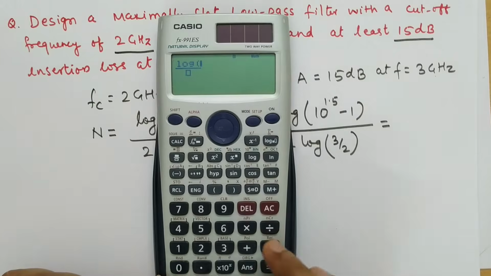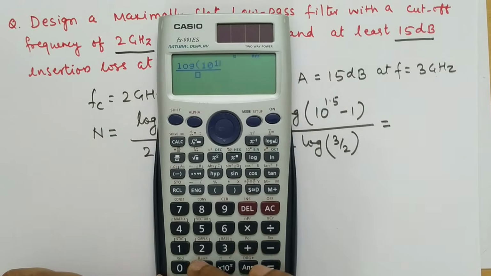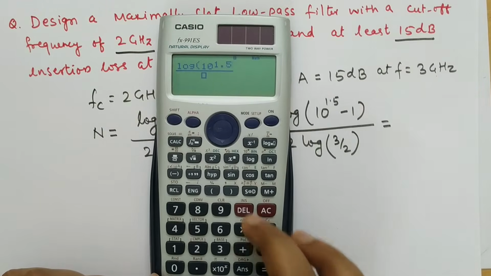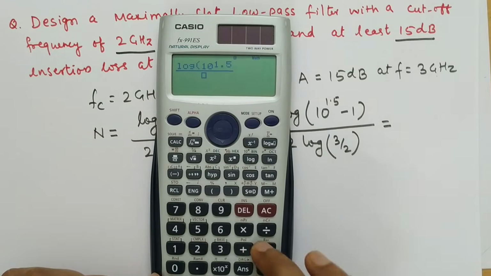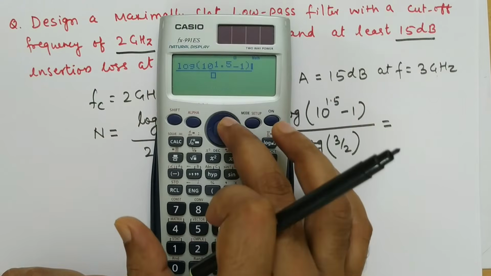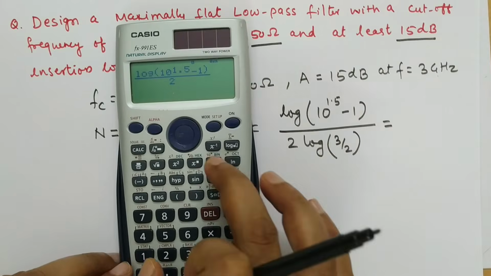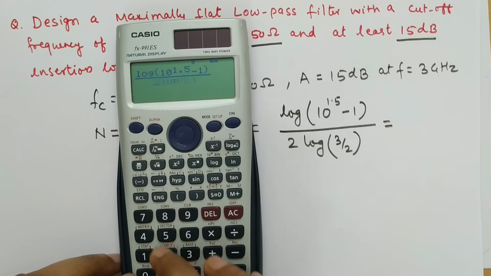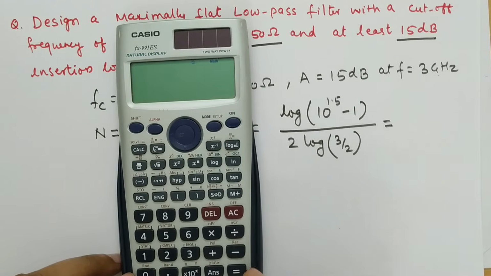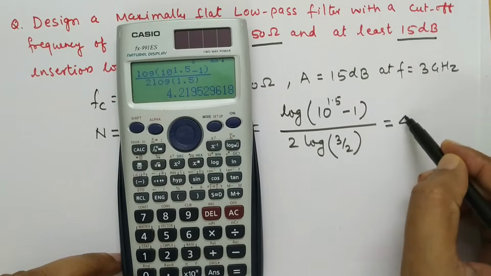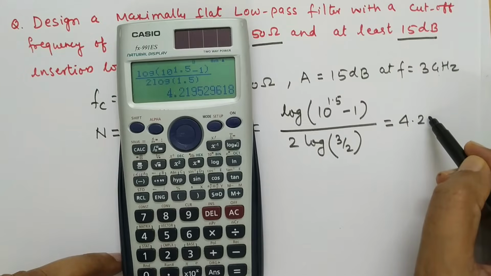log 10 to the power 1.5 minus 1, divided by 2 log 1.5, and we are getting this equal to 4.22.